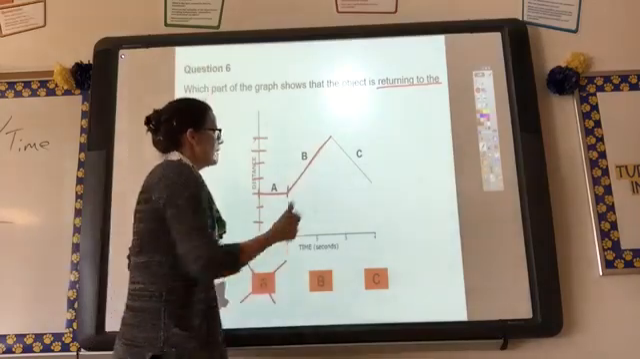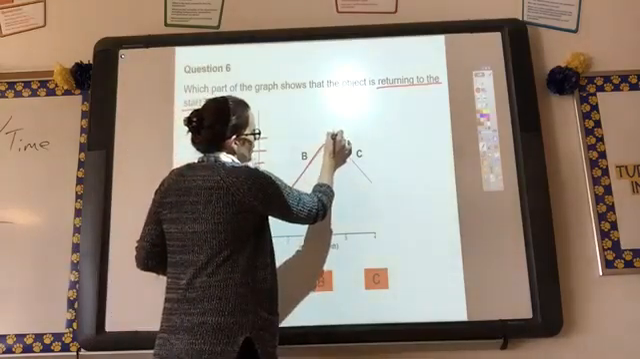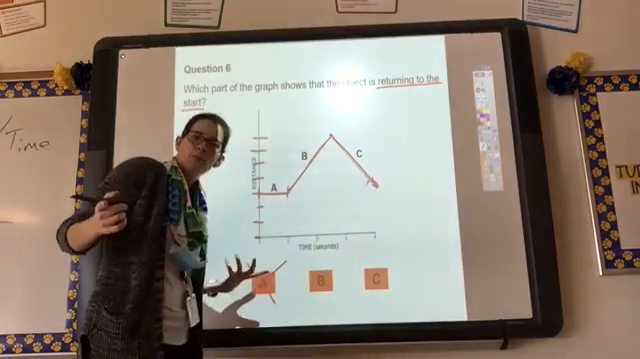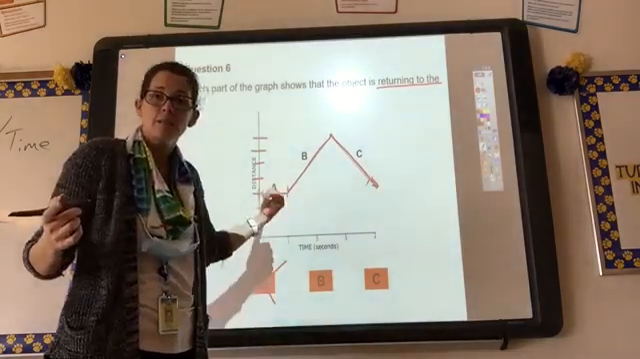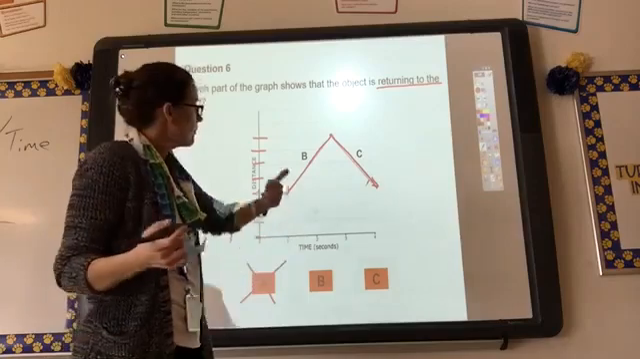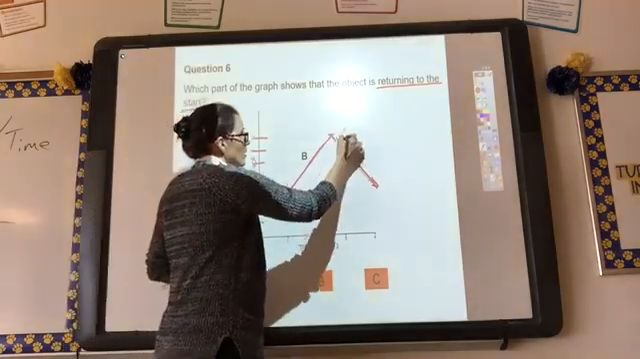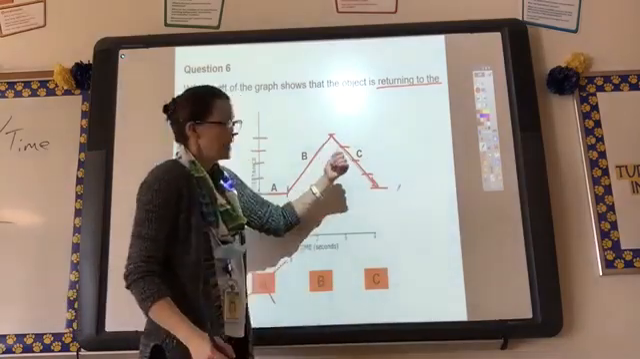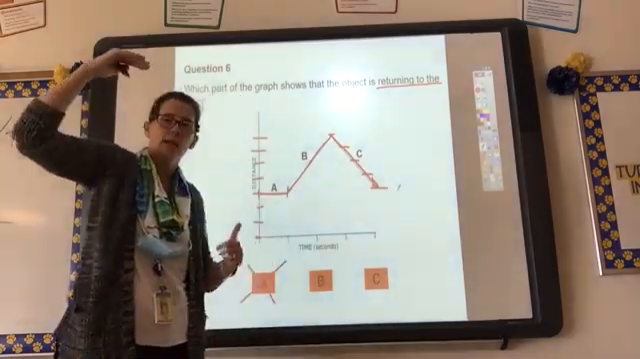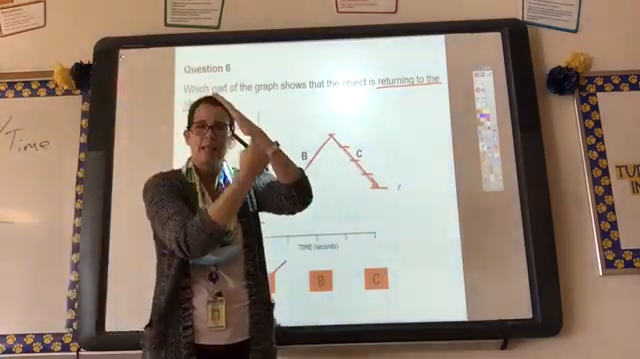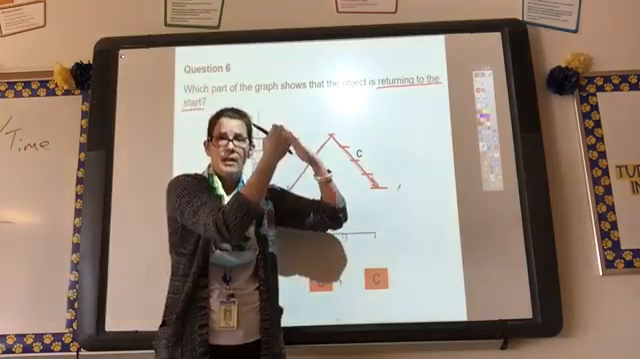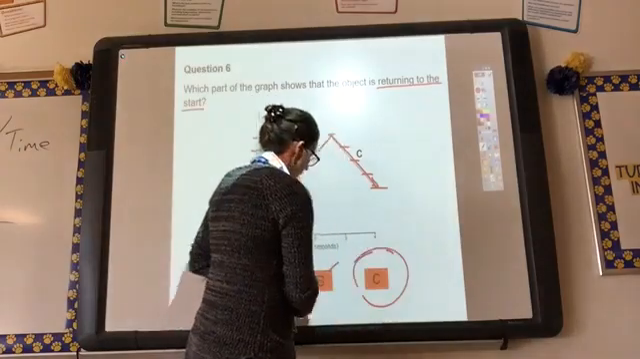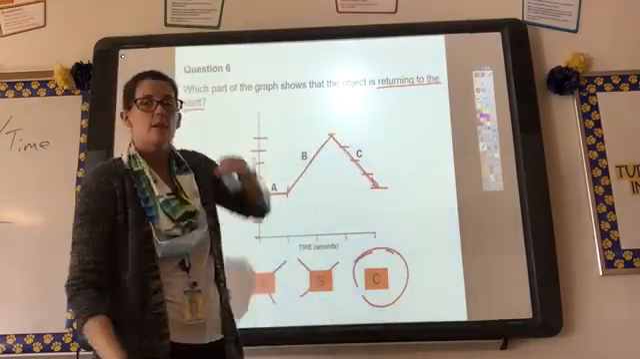Well, let's look at C. We've got C starts up here and goes down. Well, that's exactly what we are looking for because we're looking for something that's going back home. That's going back to the starting point. So here we start and we're going down. That's exactly what we're looking for. If you've got a line on your graph that's angled downward like this one, that means you're going back home. So C is the right answer for this question right here.